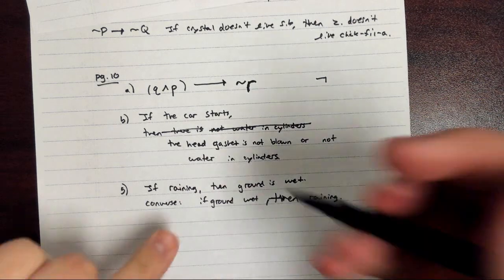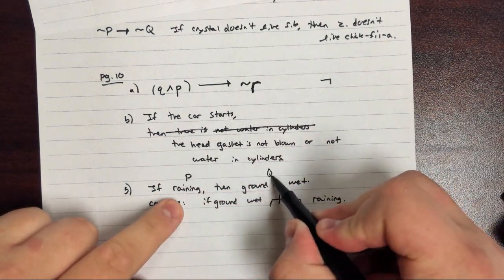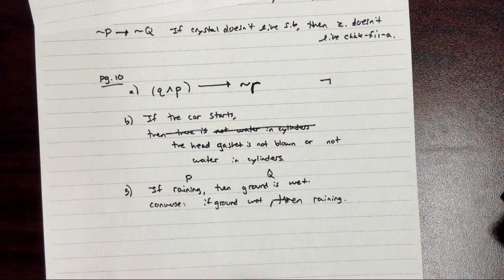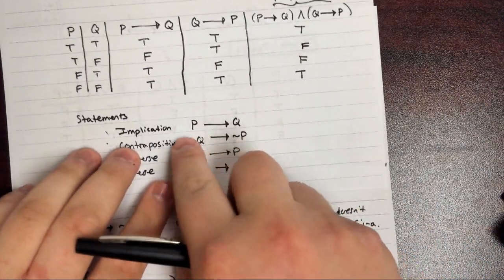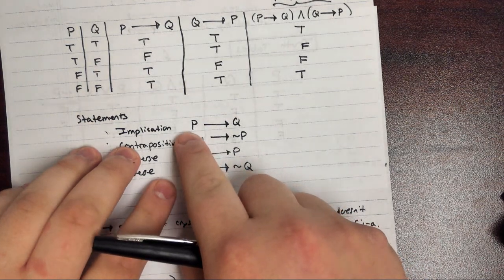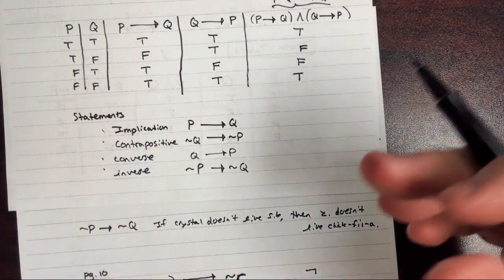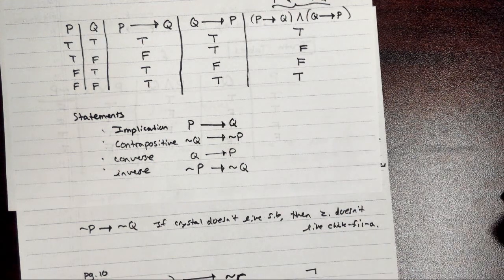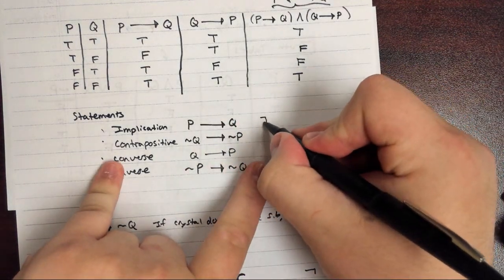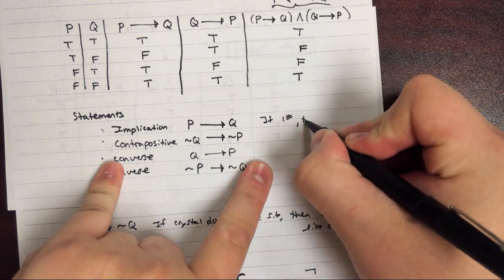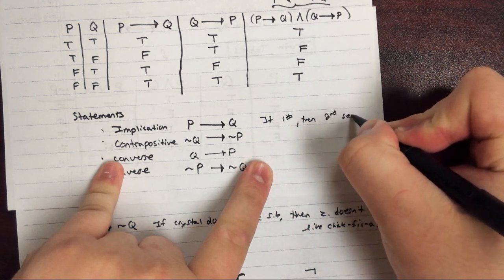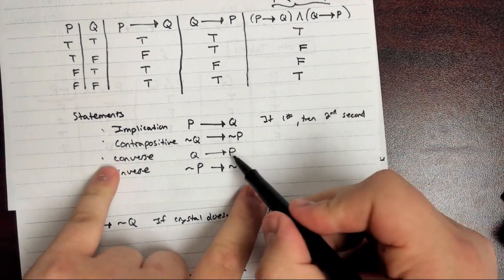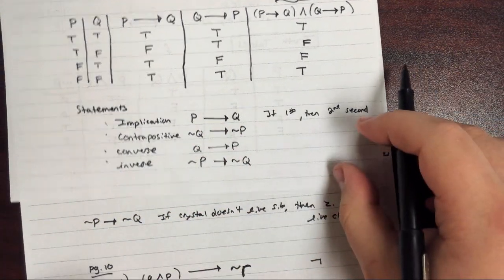Right. So in this problem, P is this and Q is this, and then it flipped. But could it be like, if the ground is wet, then it's raining? That'd be Q and P. No, so with the implication, P and Q don't always have to go in a certain order. P just represents one thing and Q represents the other thing. So this statement is if the first thing, then the second thing, however it's written in the sentence. And the converse is going to flip the order of those.